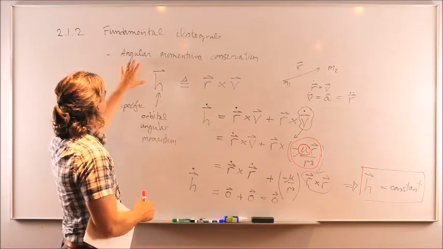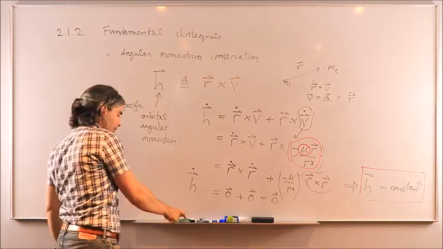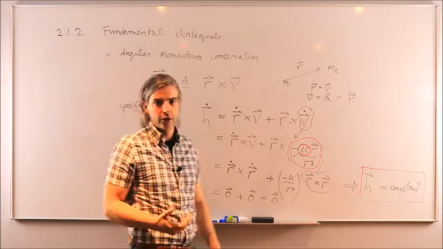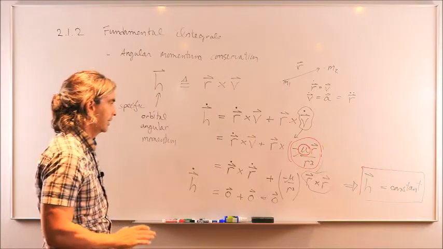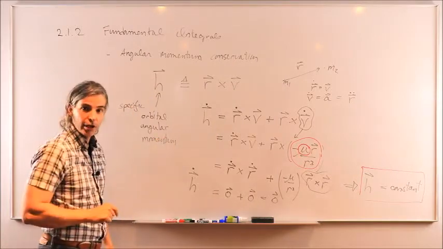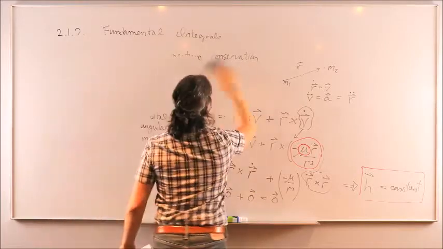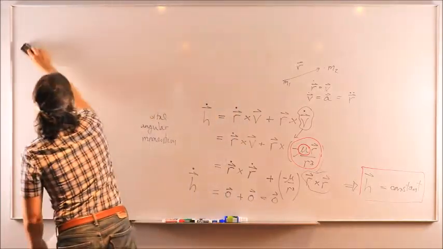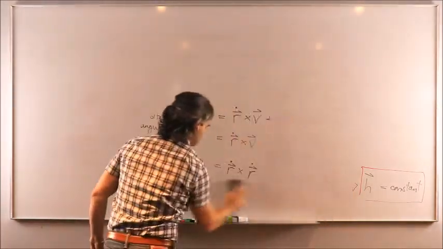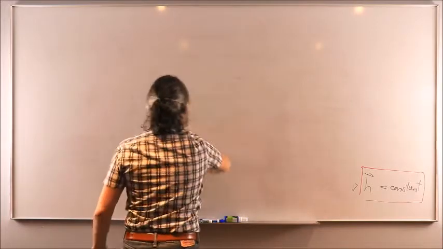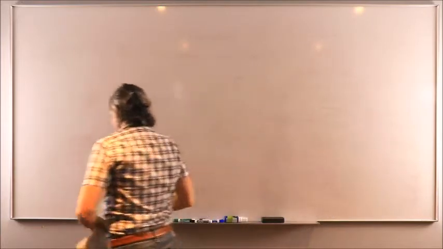So always remember that under the two-body assumption or the two-body problem framework, the specific orbital angular momentum of the spacecraft is constant or is conserved. That is the takeaway here. Now, what is the implication of that? We'll have a look. The implication is the following.